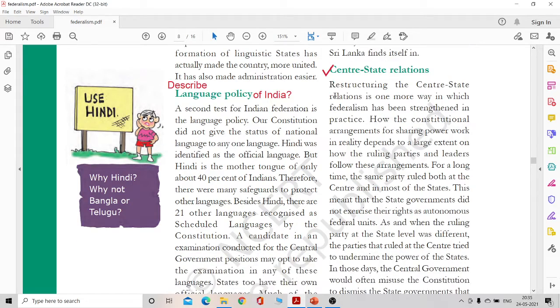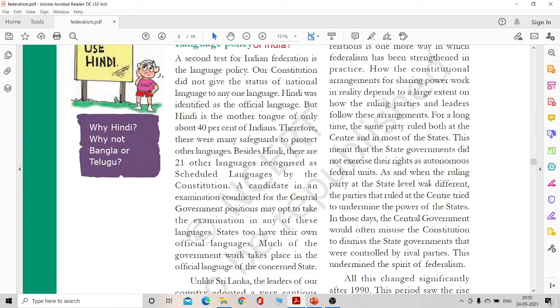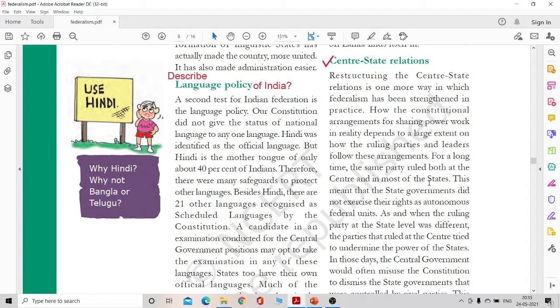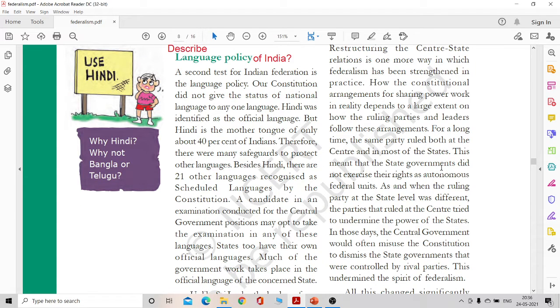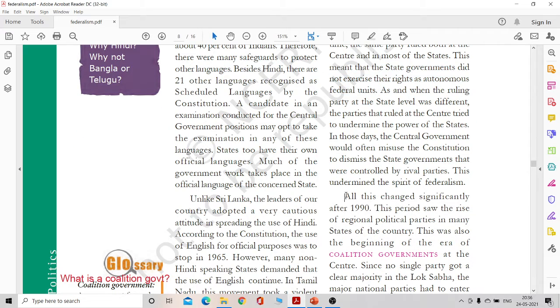Now, if you can see, it is a rather large paragraph. Obviously, even for a 5-marker, you would not have to write so much. It would be a waste of time and you would lose out on writing other questions because of lack of time. So in center-state relations, you can briefly mention that in earlier times, state governments did not have the right to exercise autonomous power. However, in the 1990s, we see there is a significant change.